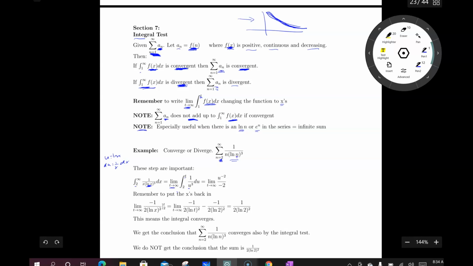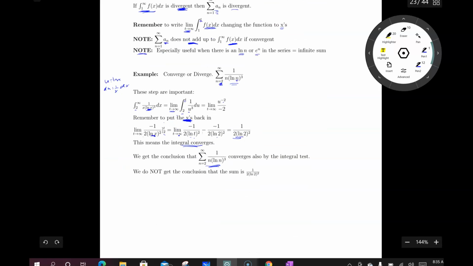Then I took the antiderivative, u to the negative 2 over negative 2, and I'm going to make sure I remember to put the x's back in. So here's your negative 1/2, with ln x squared in the denominator, and I'm going to evaluate it between 2 and t. Plug in the t first for x, subtract off plugging in the 2. These two negatives make a positive. Let t go to infinity, so I get 1 over infinity, that's 0. So this means that the integral converges. Therefore, I can conclude that this series, or this sum, converges also by the integral test.